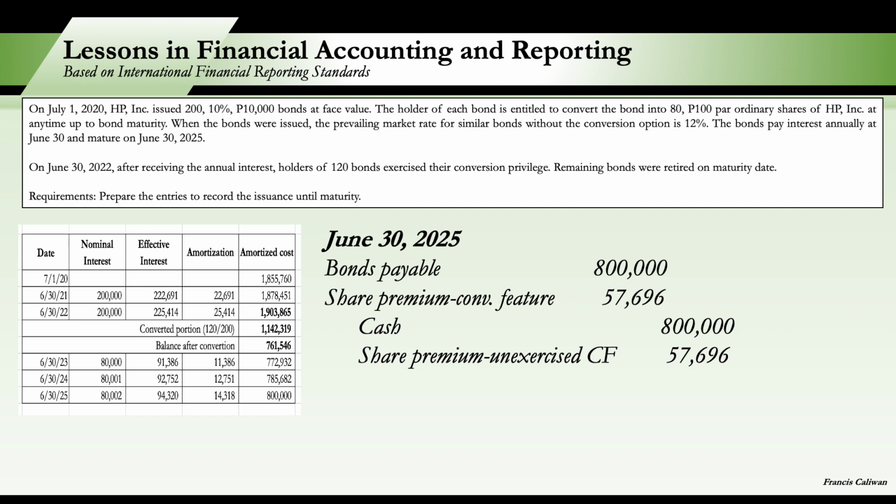So again, debit to bonds payable of 800,000, debit the share premium conversion feature for 57,696. That's the balance of our conversion feature, 40%. Credit to cash for the retirement or the payment of the bonds, and credit to share premium unexercised conversion feature. So that is actually an option for the entity to transfer within equity the balance of the equity component.